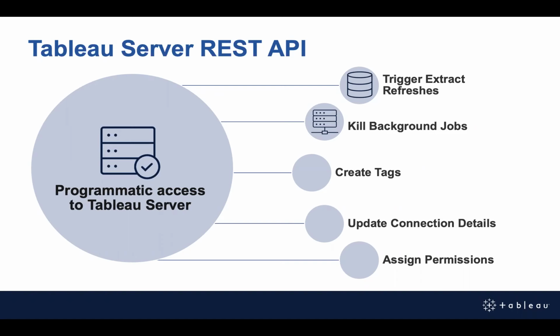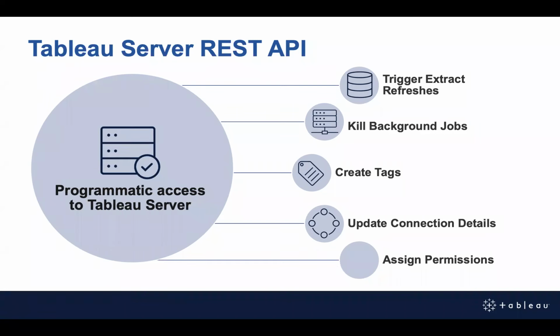Say there's an issue happening on your server. Jobs are stuck in pending. We can go through, we can kill all pending jobs on the Tableau server with the REST API. We can create tags. So we can tag different important workbook data sources. We can update connection details.